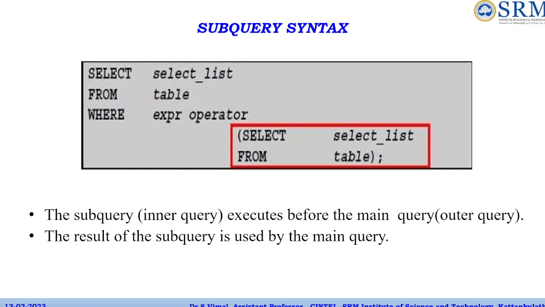Select list from table where expression operator. Inside that I have kept one inner query: select list from table semicolon. Here the subquery executes before the main query. So only after the execution of the subquery, the outer query is going to give the response. The result of the subquery is used by the main query.